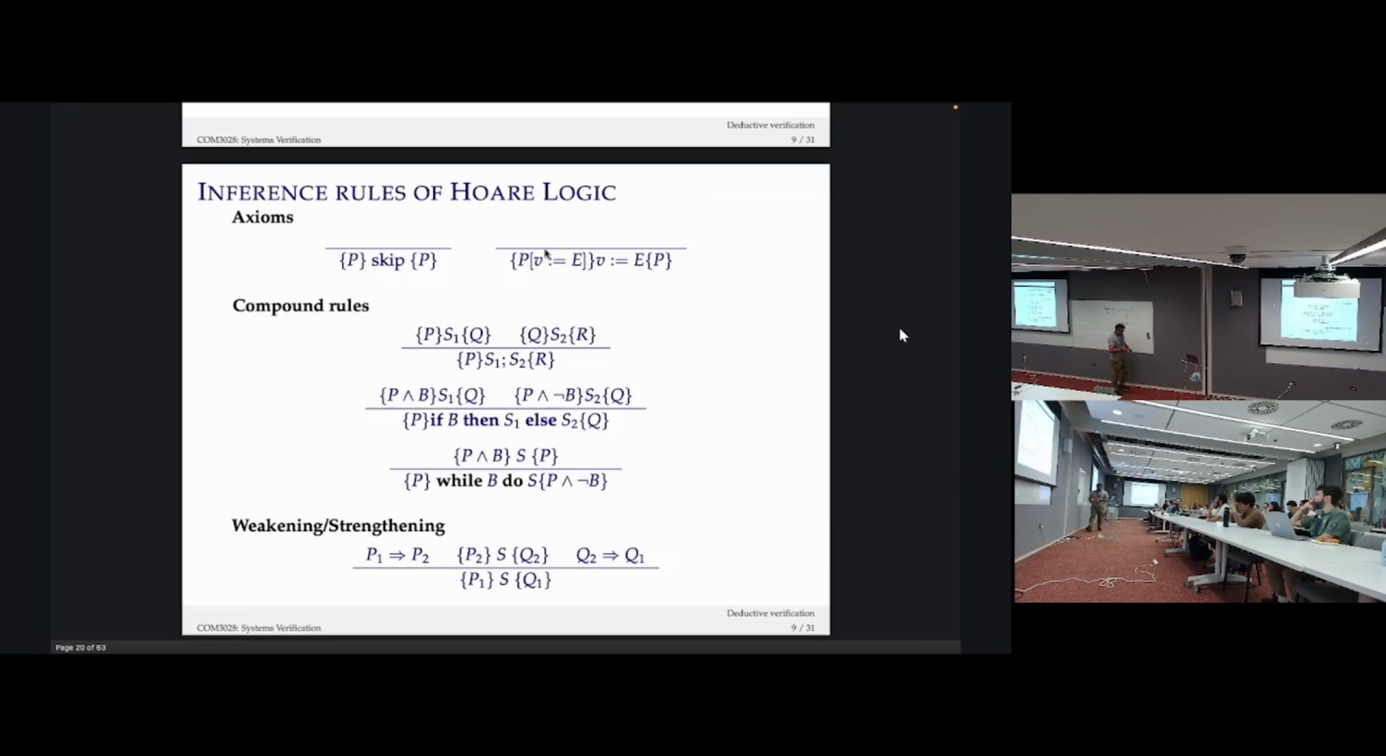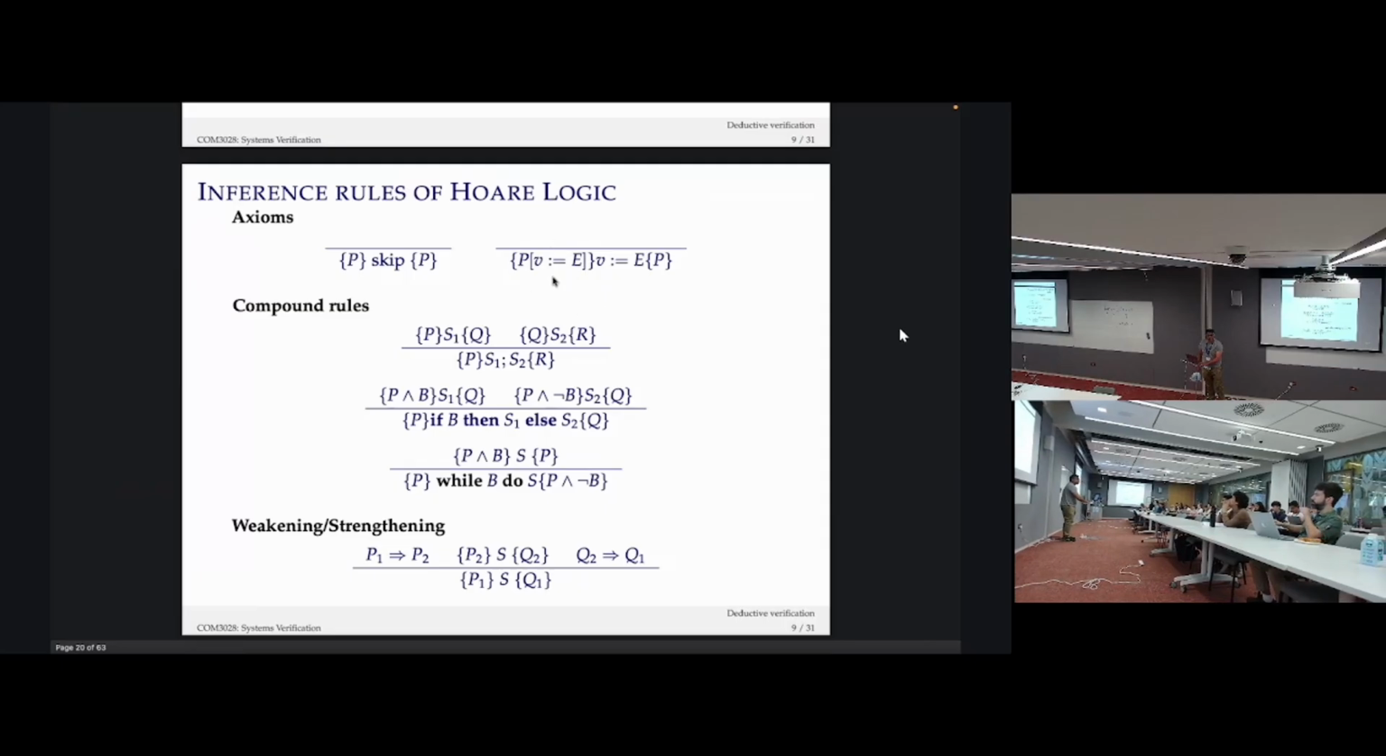Okay, good. So it's good to brush up on things that maybe we already know. But that's what's going on. So you make the syntactic replacement on the left-hand side, and we want this triple to be valid, right? So this axiom is valid if your precondition is at least as strong as that.